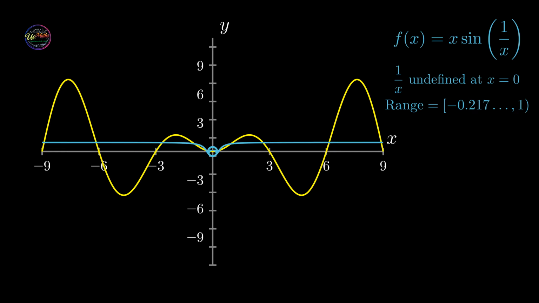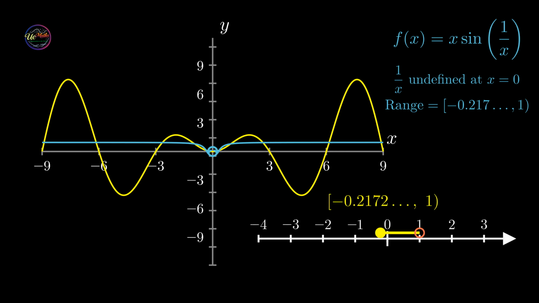For f of x equals x times sine of 1 over x. Please see the detailed description of the range of this function at the end of this video. The value of this function never actually reaches 1. And this function also has a global minimum of approximately -0.217. Therefore the range is from -0.217 to 1, including -0.217 but not including 1. Range equals the interval from -0.217 to 1, closed on the left and open on the right.